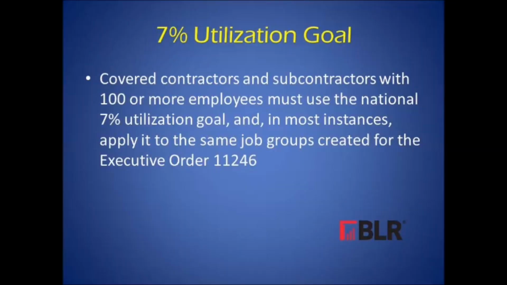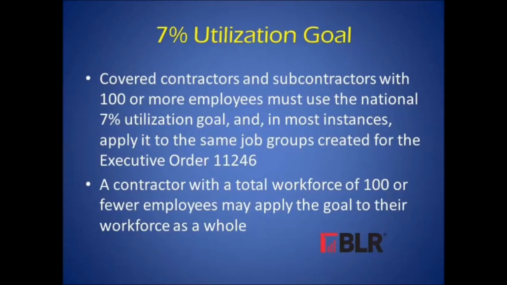Under the new rule, covered contractors and subcontractors with more than 100 employees must use the national 7% utilization goal, and in most instances apply it to the same job groups that are created for compliance with Executive Order 11246. If you are a small contractor using the EEO-1 job categories as your job groups in your Executive Order AAP, OFCCP says you can apply the 7% utilization goal to your EEO-1 job categories. Now, if you are a much smaller contractor with a total workforce of 100 or fewer employees, you may apply the 7% goal to your workforce as a whole and need not break out the utilization analysis into job groups.